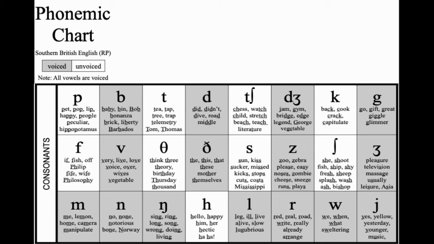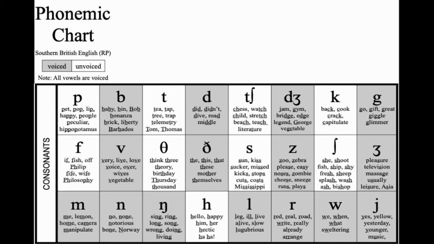V is a voiced, lenis, labiodental, fricative consonant, like in very, live, love, voice, over, wives, vegetable. Th is a voiceless, fortis, dental, fricative consonant, like in think, three, theory, birthday, Thursday, thousand. The voiced th is a lenis, dental, fricative consonant, like in the, they, this, that, these, mother, themselves.